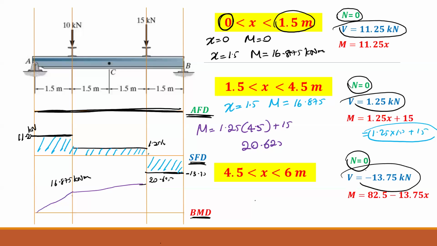Similarly, last one, can you tell me the starting point and the ending point? Just use the third equation, this equation, and put the boundary condition. So when x is equal to 4.5, what is M? When x is equal to 6, what is your M? Can you find and tell me?